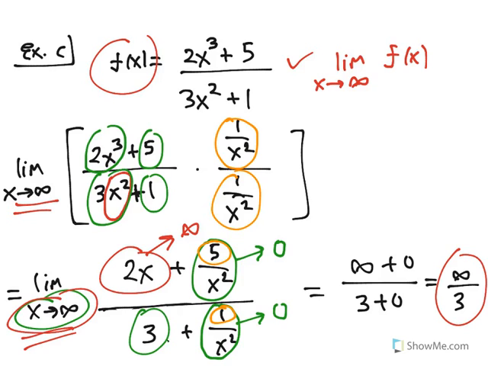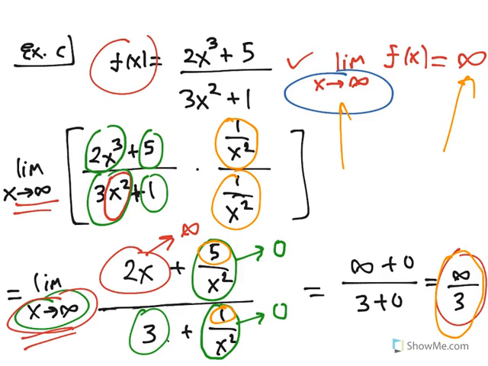So we have the limit of the rational function f of x as x approaches infinity, which is a limit at infinity. In this particular case, this limit at infinity also happens to be infinity. So this is called an infinite limit at infinity. You don't need to write infinity divided by 3, you just write infinity.